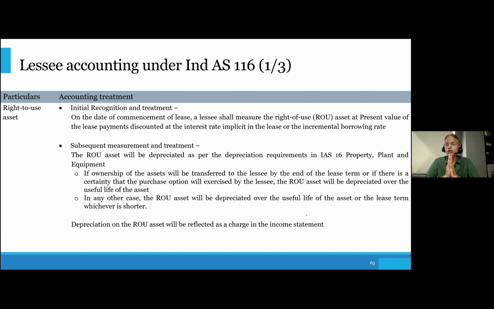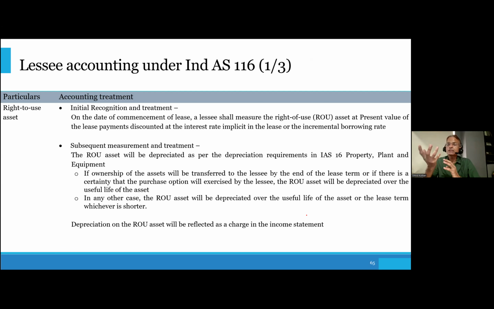Now, over the tenure of the contract, what do we do? Since we brought an ROU asset on the books, we will depreciate the ROU asset. The ROU asset will be subject to depreciation. I'll come to how it is depreciated. Number two, the OTP liability will be amortized over time. What is the OTP liability?